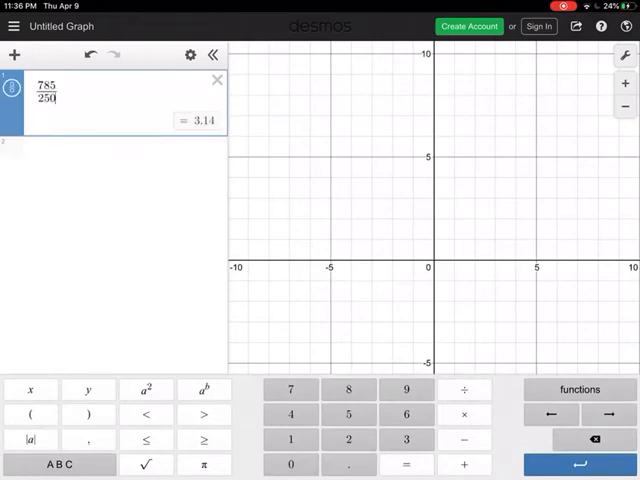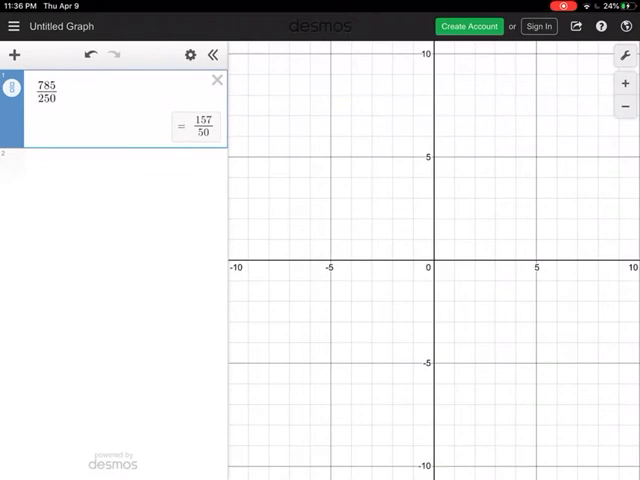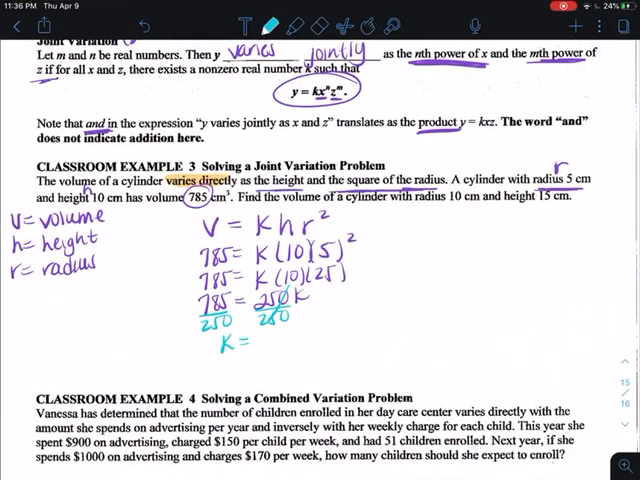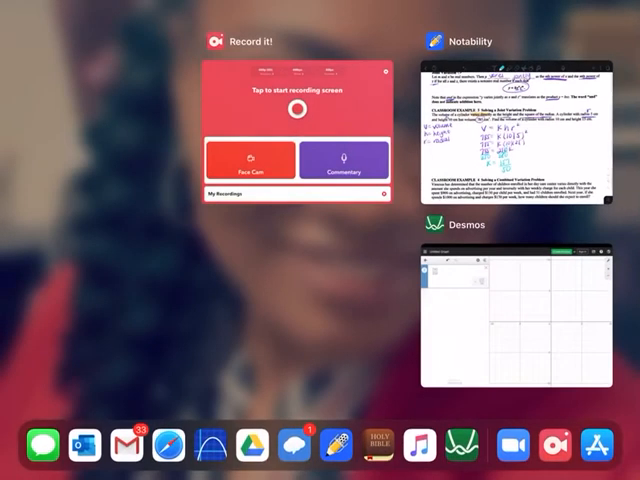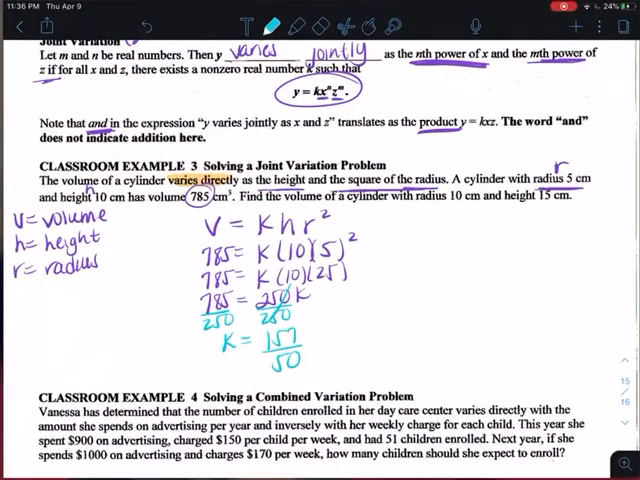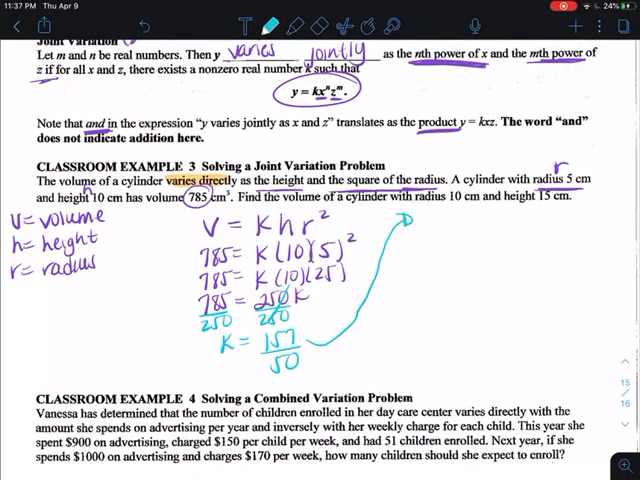Oops. All right, so I'm going to change it to a fraction. So in decimals, if you see the number 1 here right beside, I'm going to hit that little circle. So reduced form is 157 over 50. So k is 157 over 50. So now with this k, I can write the actual formula. The formula would be V equals 157 over 50 h r squared. This is the formula.